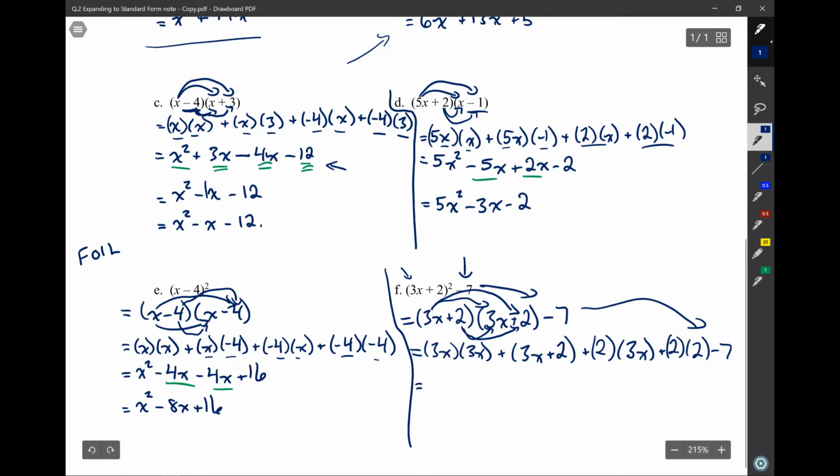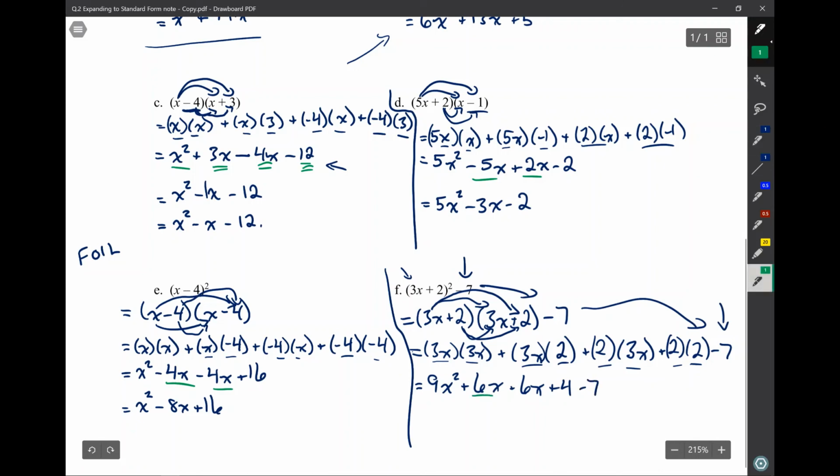So now I'm multiplying, so 3x times 3x, that's 3 times 3, which is 9, and then x times x, which is x squared. And then I have, forgot some brackets here, 3x times positive 2, 3x times 2, which is 6x. And then I have 2 times 3x, which is the same thing, that's 6x. And 2 times 2, which is 4. And then again, I need to carry down my final term, minus 7.